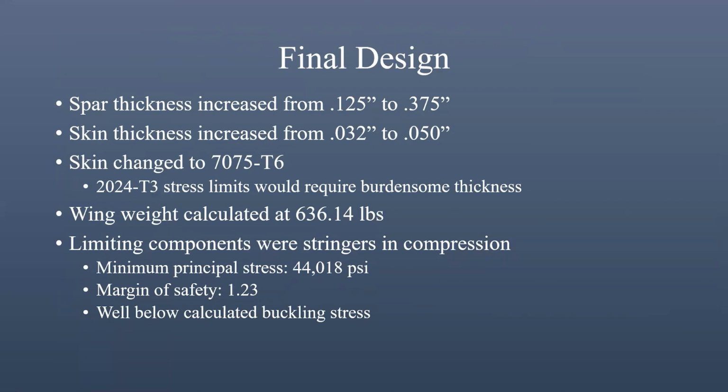The wing weight calculated was 636.14 pounds, and the limiting components were the stringers in compression, which had a minimum principal stress of 44 KSI, but with respect to the limit stress, has a margin of safety of 1.23. This stress was also far below the calculated stress required for buckling.